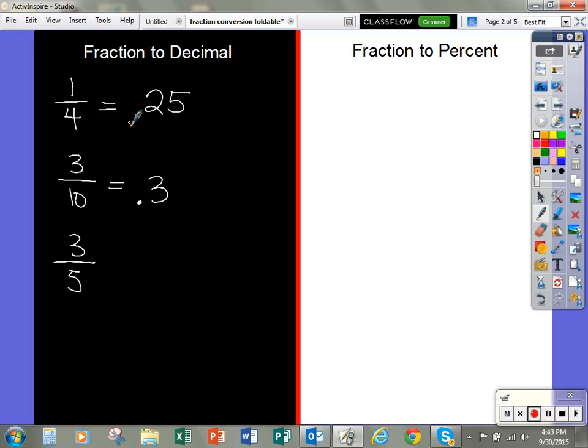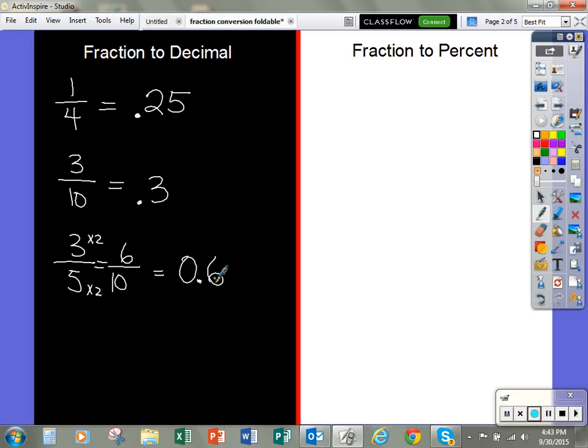So how would we change it? Well, there's two ways. This one is fairly easy because we can make an equivalent fraction with 100 or 10 as our denominator by doubling top and bottom, and we can get 6/10, which then we would write as 0.6.